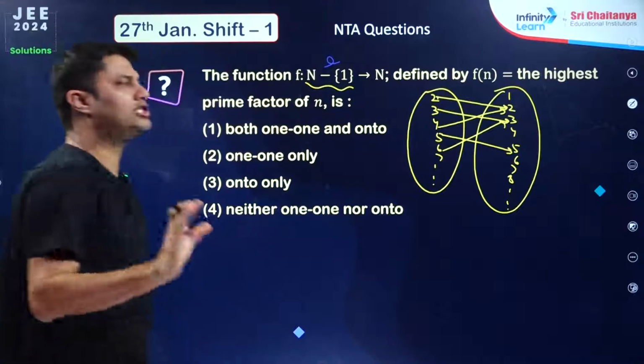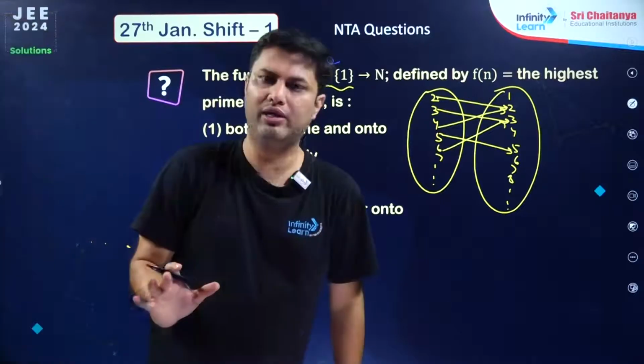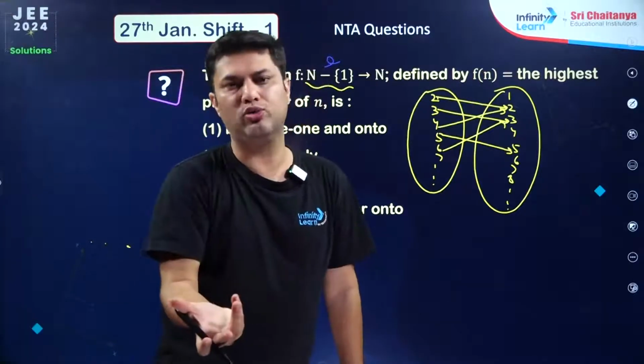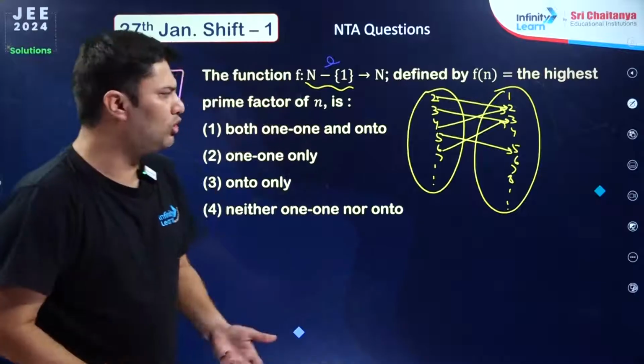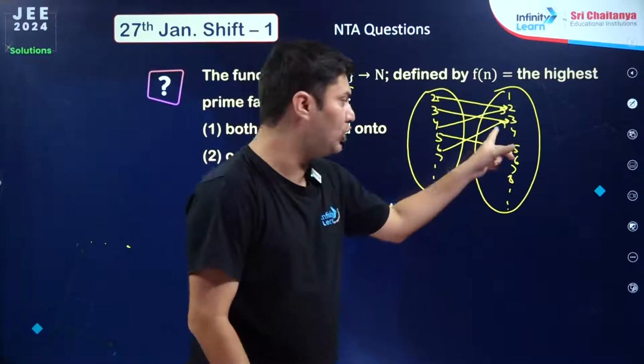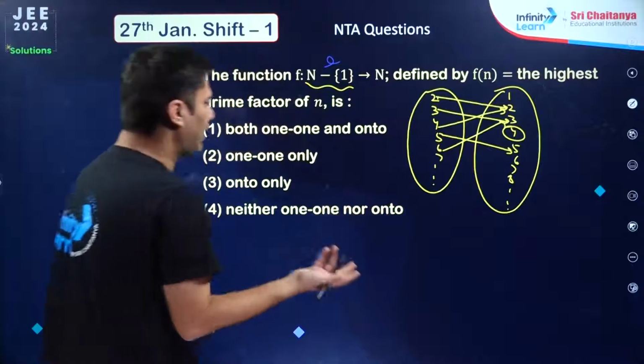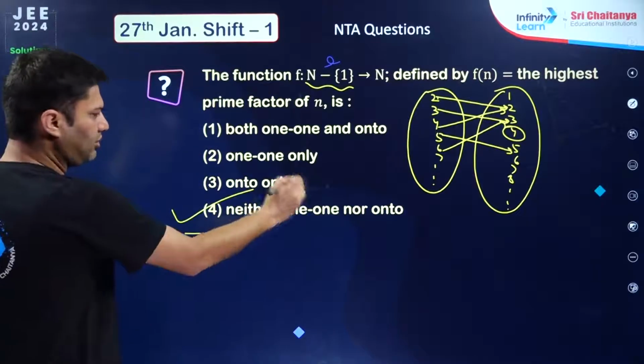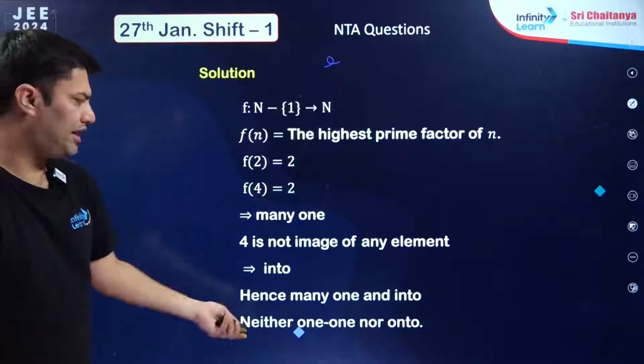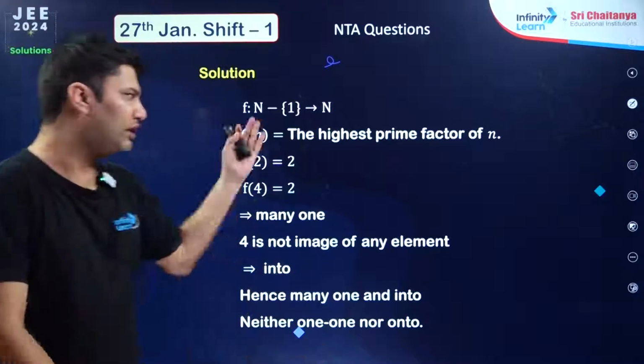So definitely this is not one-one. This is many-one. And for sure it's not onto. Why is it not onto? Because the highest prime factor cannot be 4, since 4 is not a prime factor. Simple analysis problem, nothing to calculate. So this is neither one-one nor onto. Okay, so I've explained this. I think there is no need to look at this solution.